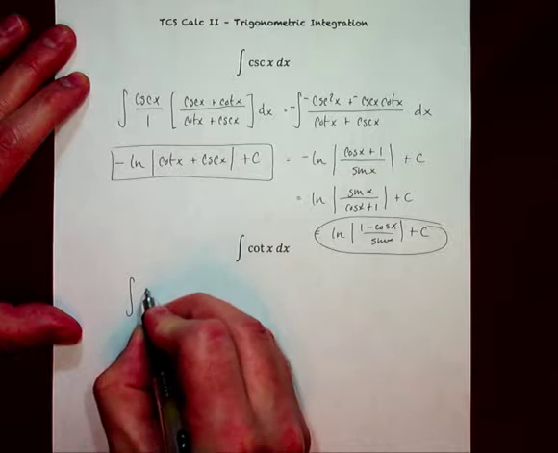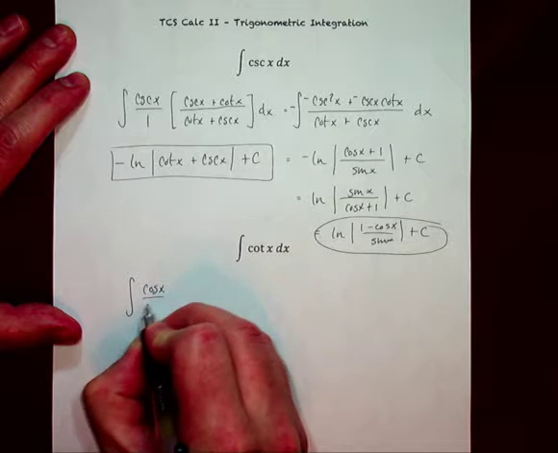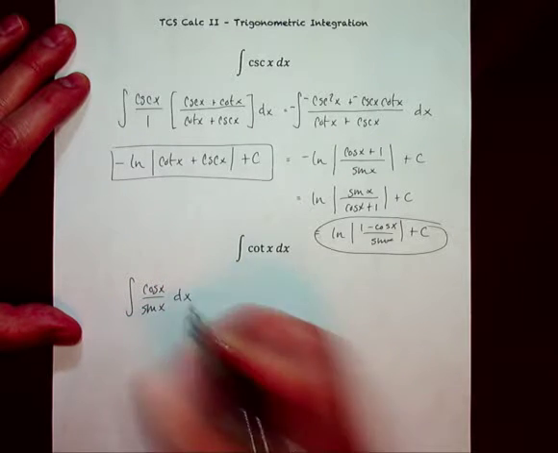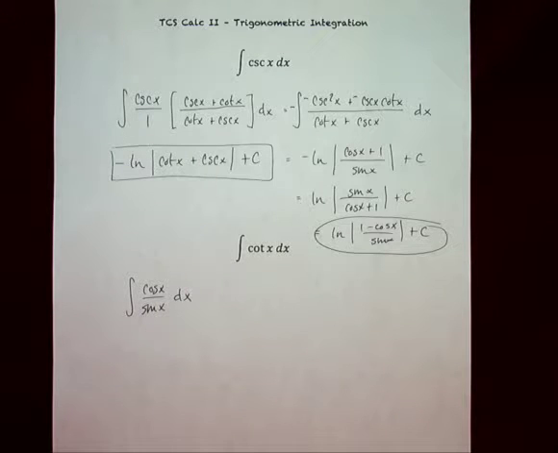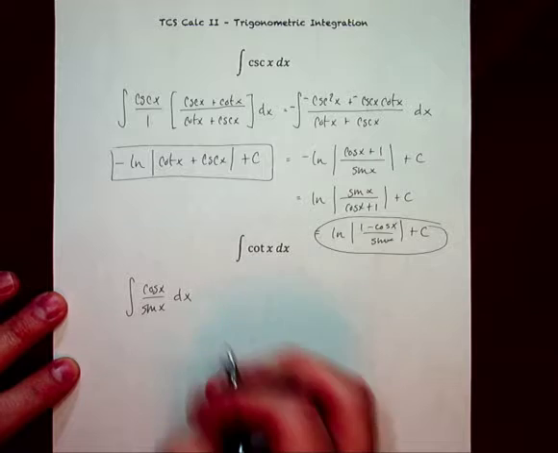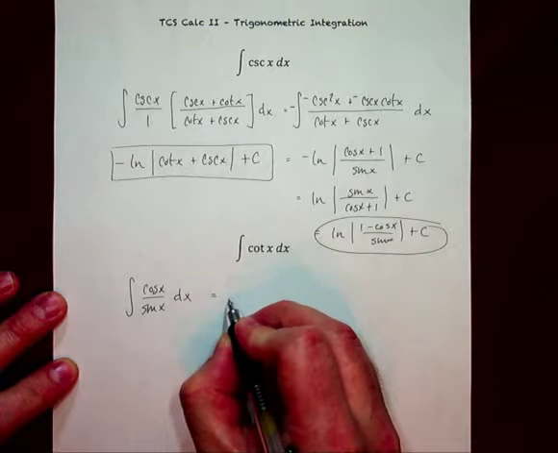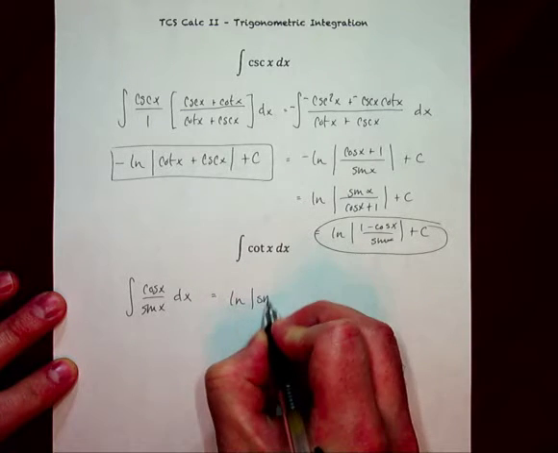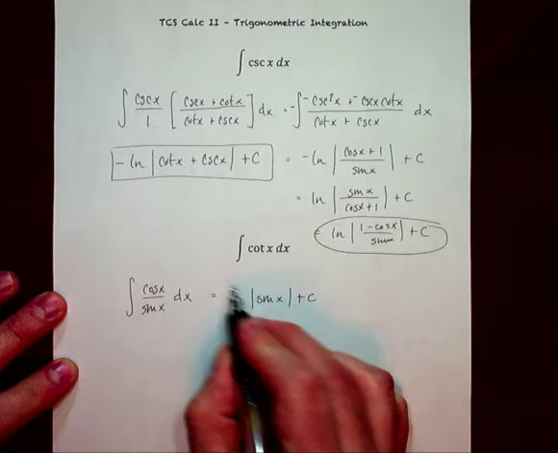Cotangent actually winds up being easier than tangent because I don't have to change anything, right? The denominator is sine, the numerator is cosine. I don't have to negativize cosine in order to make it the derivative of the denominator, which is sine. It already is. And so this is already in the form of du over u, and therefore what I have here is the natural log of sine x plus c.